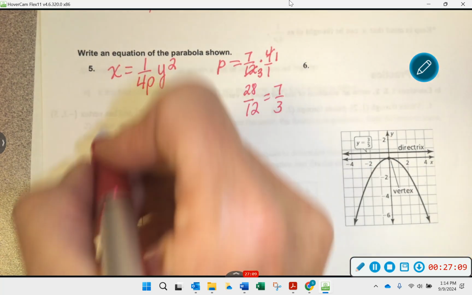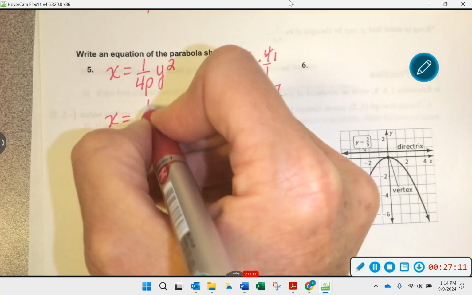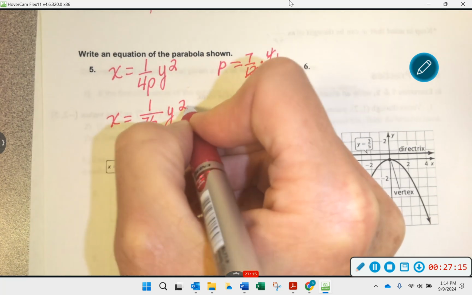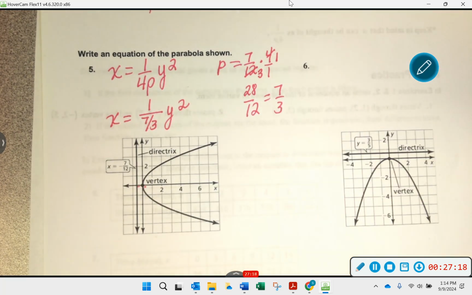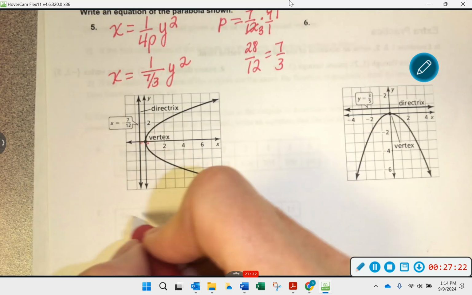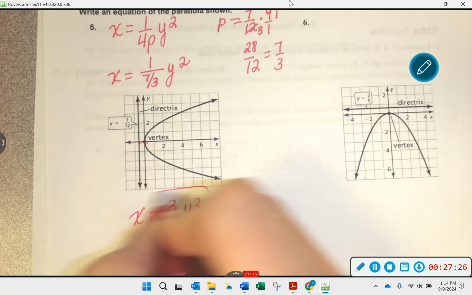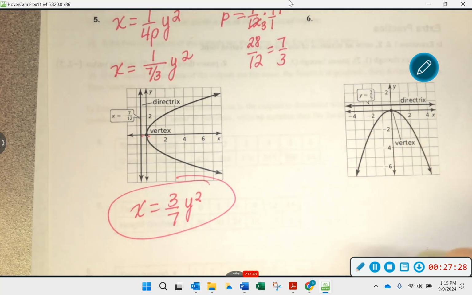All right, so my equation then is x equals 1 over 7/3 y squared. Is that the way the ACT is going to put it though? What would they put? Yeah, and those are exactly the same.